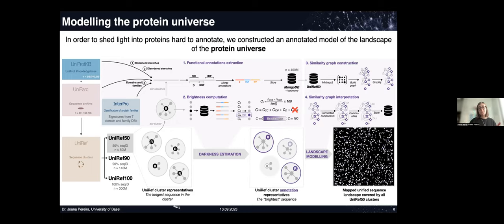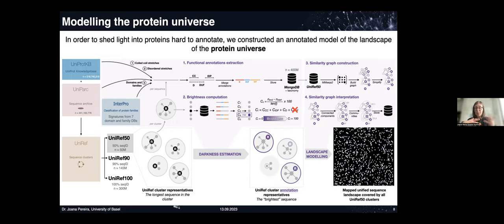And so by selecting the one that is the best annotated for a UniRef50 cluster, we're then selecting the one that is the brightest. And so a UniRef50 cluster would be as bright as the brightest protein in its cluster. So if there's a cluster where none of the proteins is well annotated, with no annotations in the full protein, it would have a brightness of zero. So these are dark UniRef50 clusters.